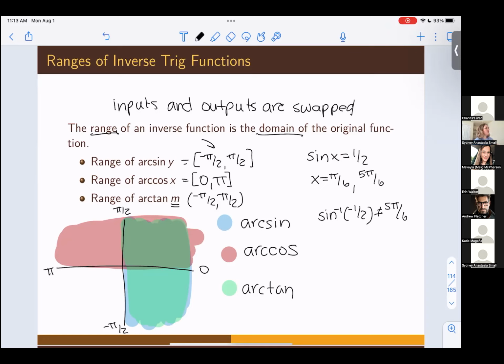5π/6 is technically a solution to sine of x equals 1/2, and we'll need to address this kind of discrepancy later. However, the inverse function will never give us 5π/6 because we had to restrict the domain in order to make sine inverse a function. So if we plug in sine inverse of 1/2, it will give us π/6 back because that is in quadrant 1. And we'll talk about that conceptual idea a little bit more in a second.